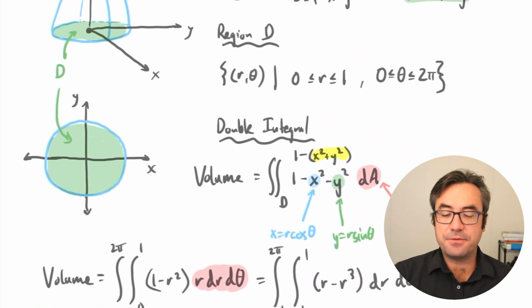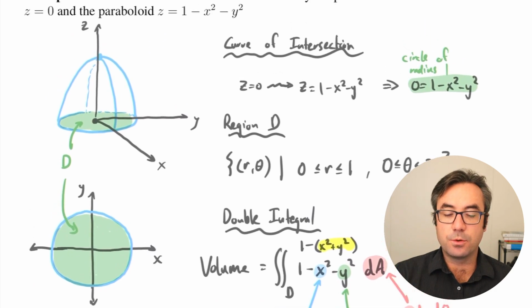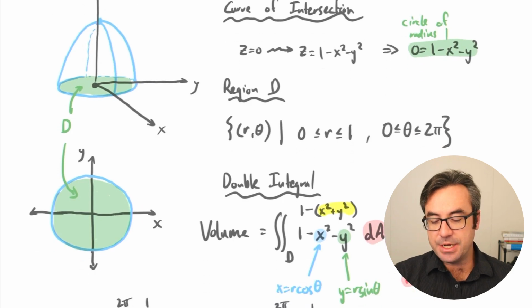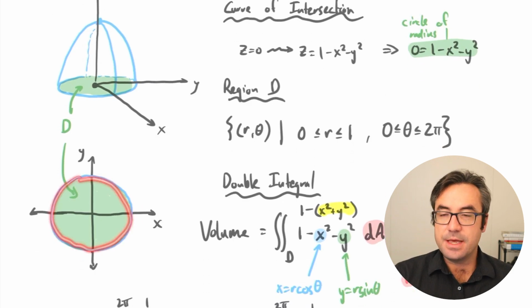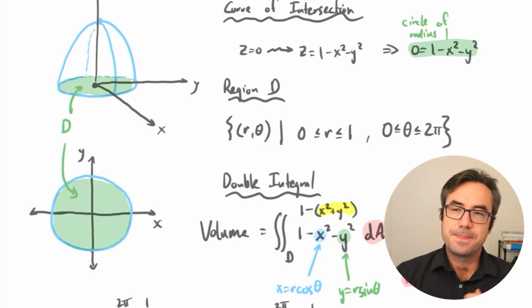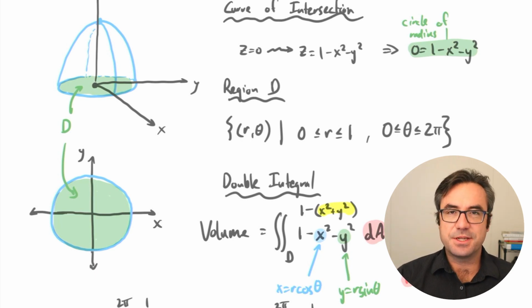So the tip off here that we would probably want to use polar coordinates rather than just regular Cartesian coordinates here is, again, our region D that we're integrating over is a circular or part of a circle. So polar coordinates kind of lend themselves to that.